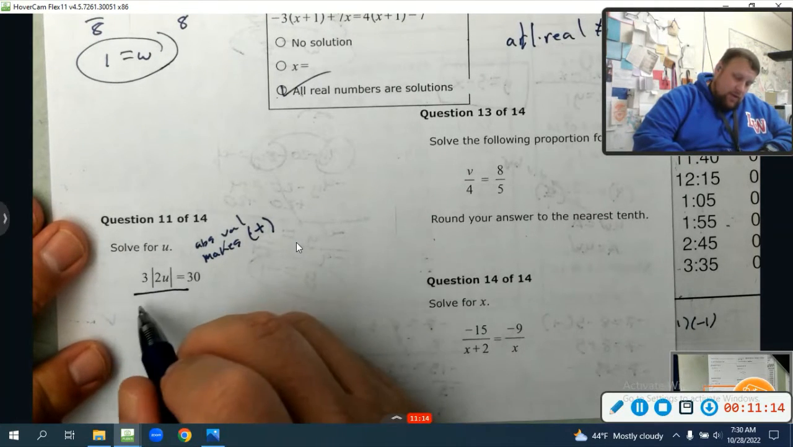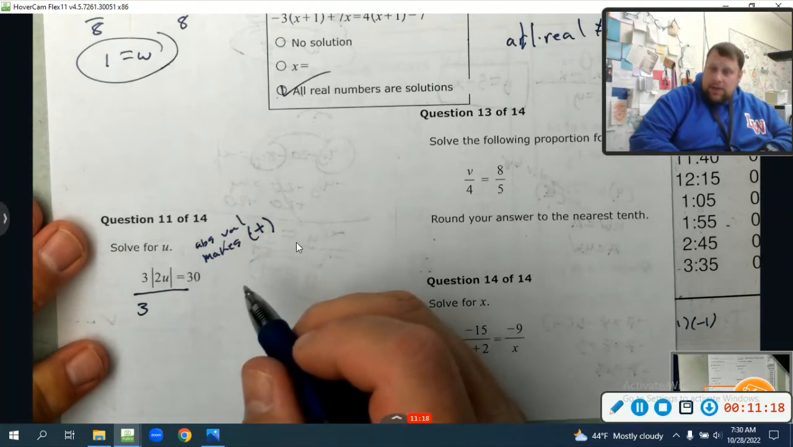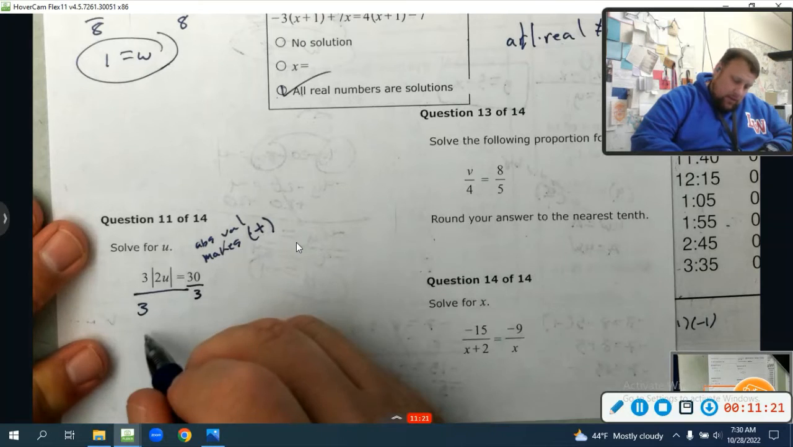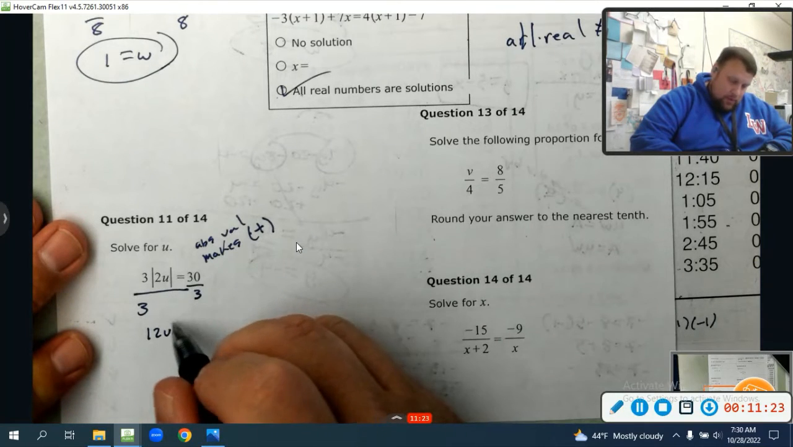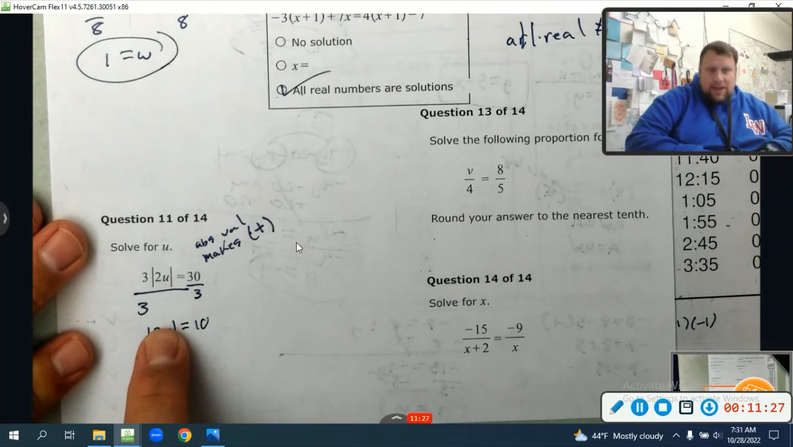So I'm going to divide both sides by 3. Just like a 3 next to a parenthesis would be multiply, a 3 next to an absolute value sign is multiply. Divide both sides by 3, and I get the absolute value of 2u equals 10. Now remember, ultimately this is a single number, the absolute value of which is going to be 10.